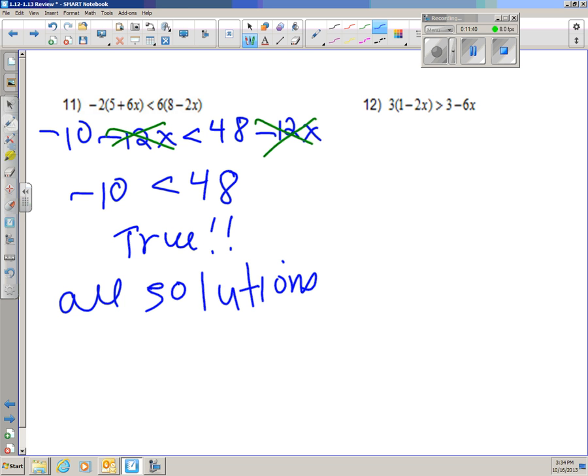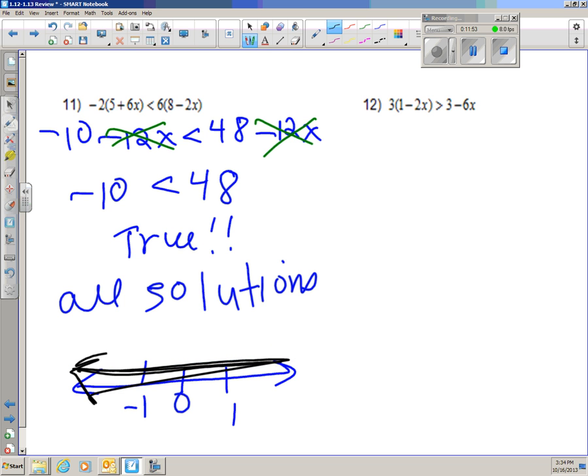The way that you would draw that on a number line is, I'm going to put some numbers on here, 0, 1, negative 1, but I'm going to shade in, or highlight, the entire number line. So the fact that we had a true statement means that it's all solutions. Let's take a look at the next one.